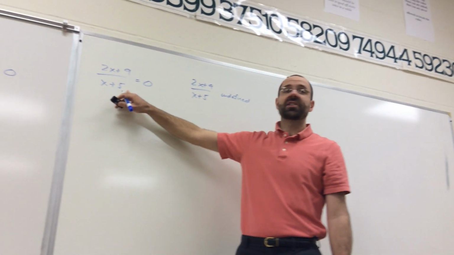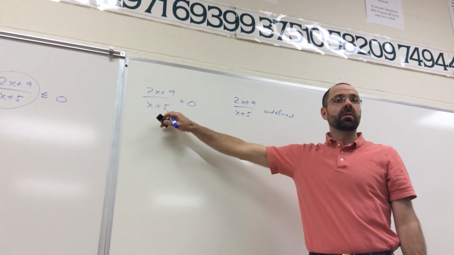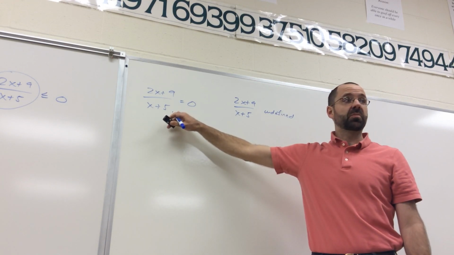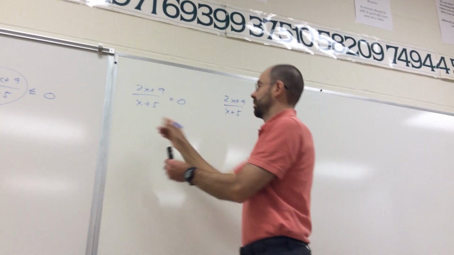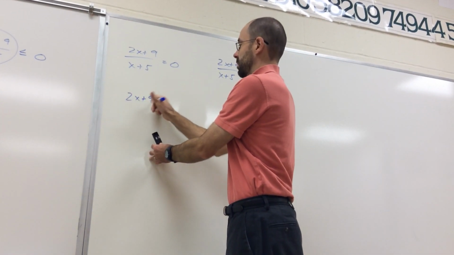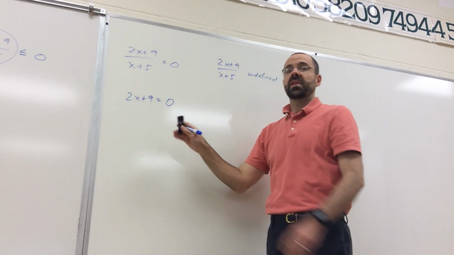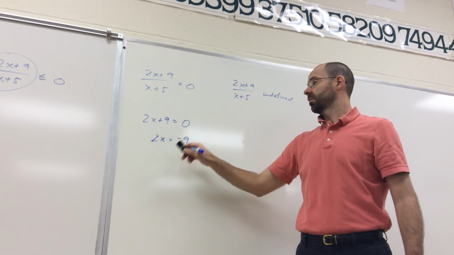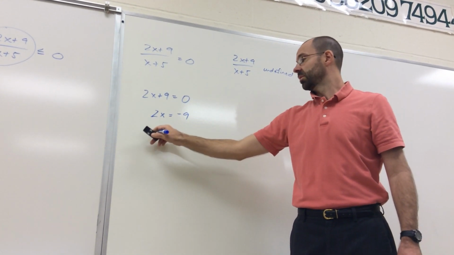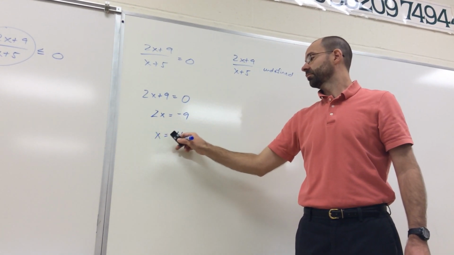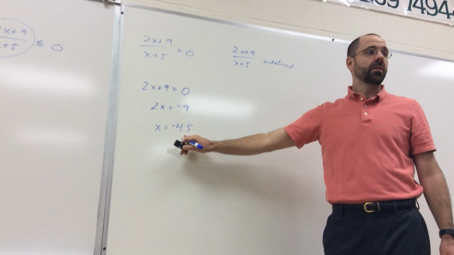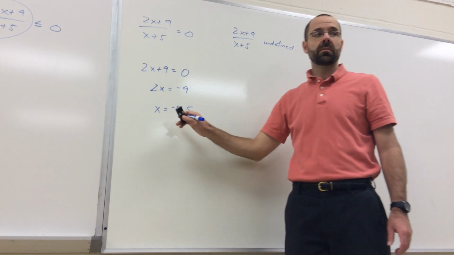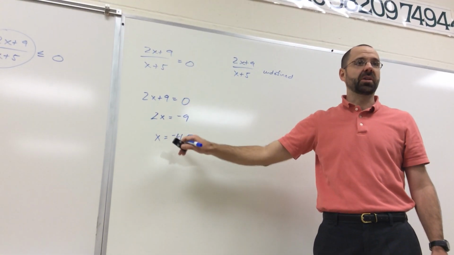Okay, so when is a fraction equal to 0? When the top is 0, right? So to figure this out, you just set 2x plus 9 equal to 0. And then you subtract the 9 over and divide by 2. So that comes out to negative 4.5. So that's one possible switching place.